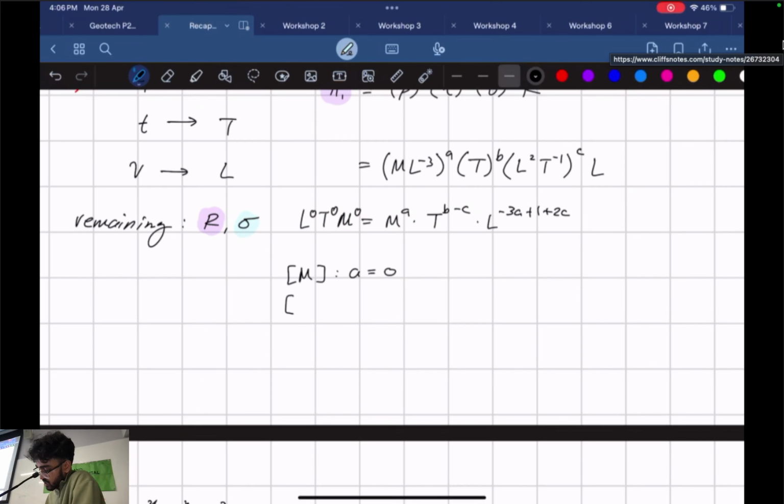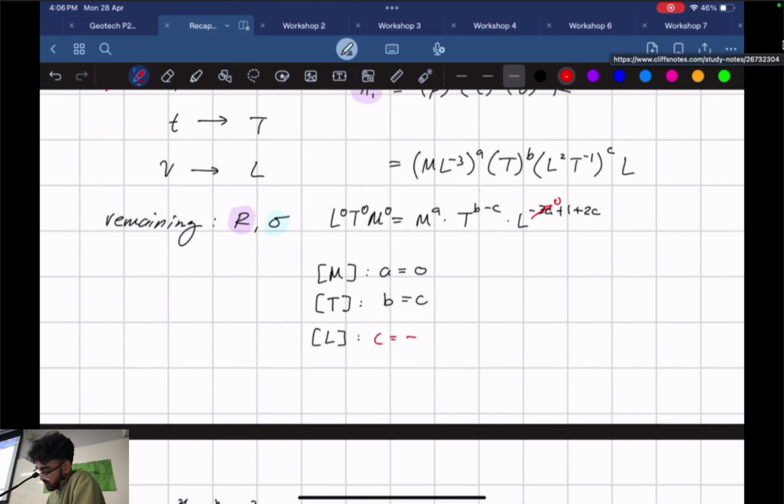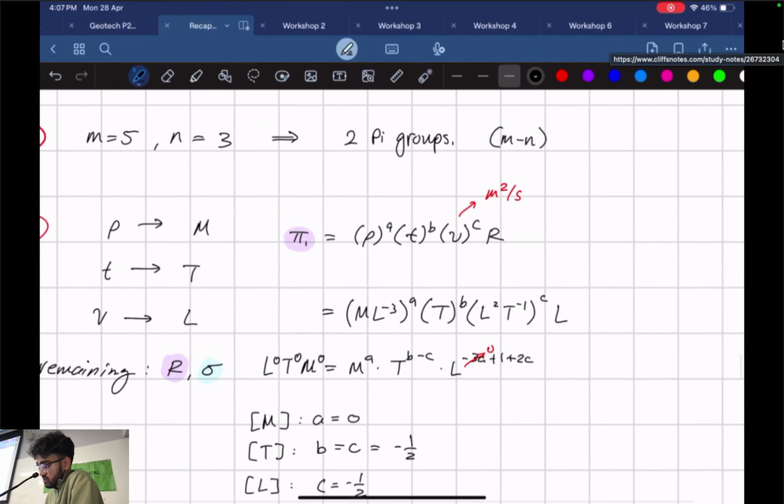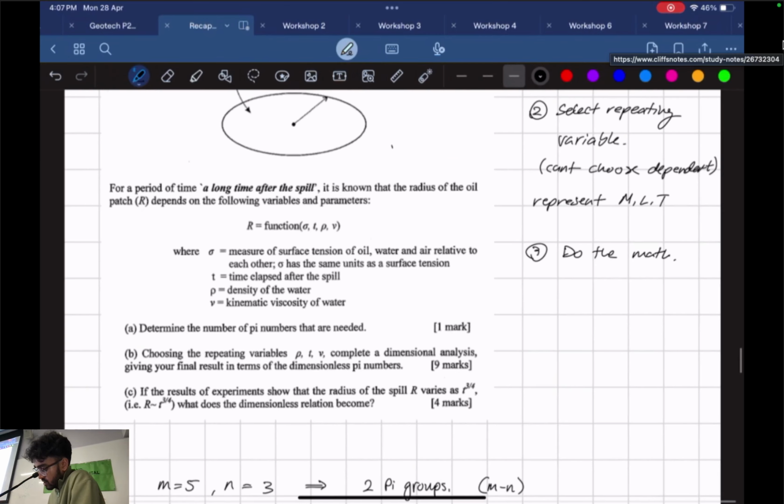How about for T? B equals C. L. We know that A equals 0. So we know that C equals minus a half. Therefore, our B is also going to be minus a half. Okay? So we're just going to sub this back into the very first. What do we need pi 2? Because they told us to find the dimensionless pi numbers. And we know there are 2.